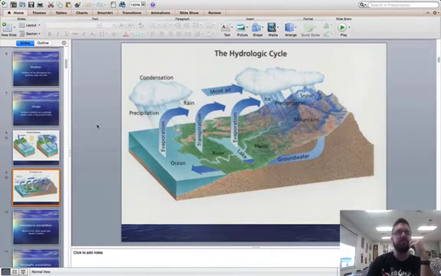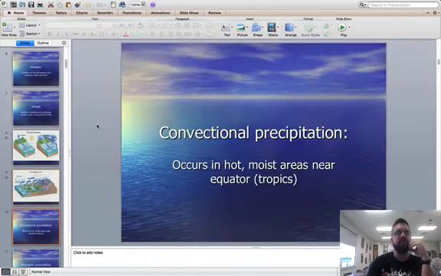Hydrologic cycle, just remember again the water cycle, we talked about that yesterday. Then convectional precipitation, you need to know the different types of precipitation we'll see. So convectional precipitation occurs in the tropics.